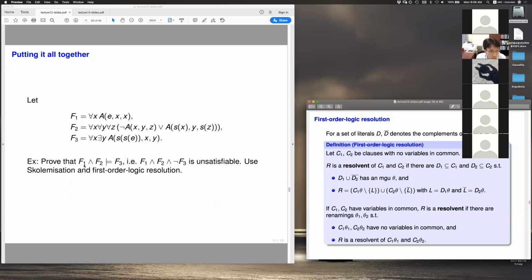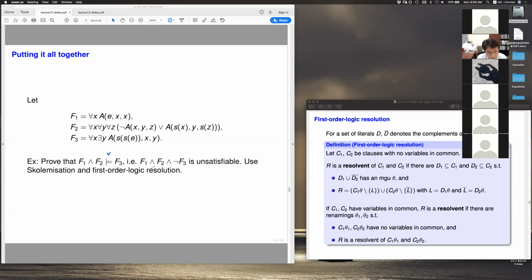So suppose that we want to prove F1 conjoined with F2 semantically implies F3. That's what this notation is telling us. If we prove this by contradiction, we want to show F1 and F2 and the negation of the conclusion leads to a contradiction. In other words, F1 and F2 and negation of F3 is unsatisfiable. Now, use what we learned so far, which is Skolemization and first-order logic resolution.